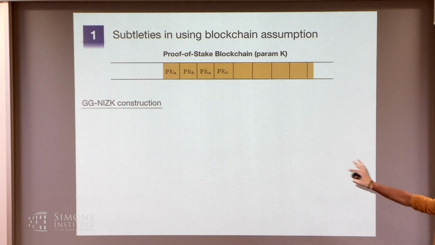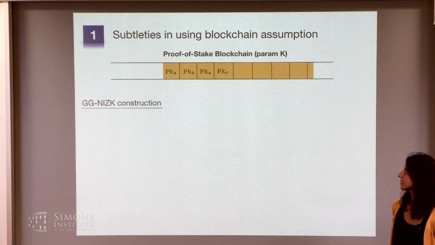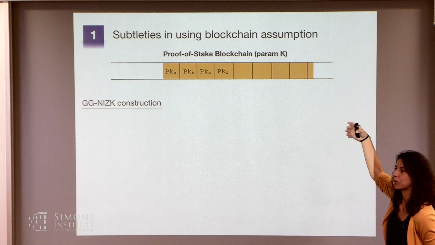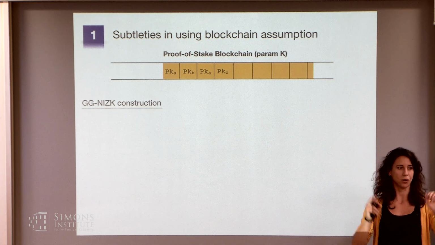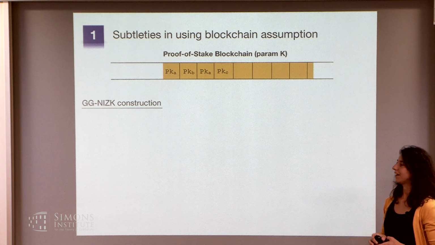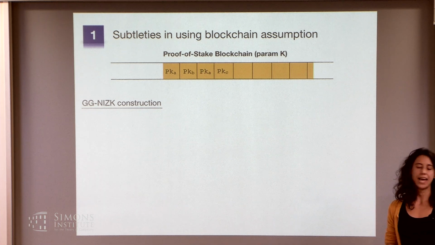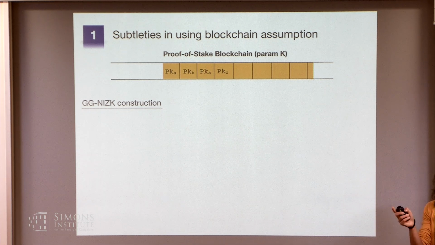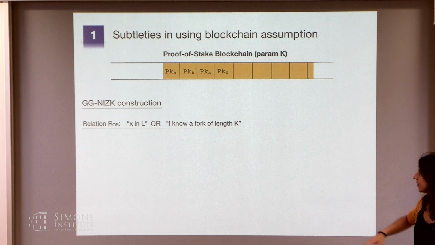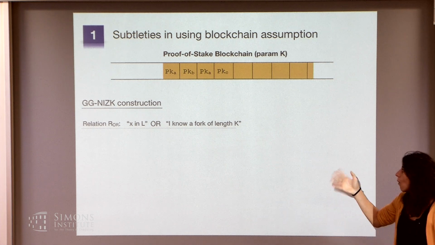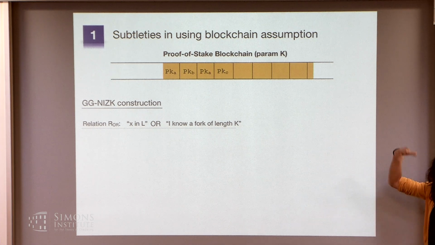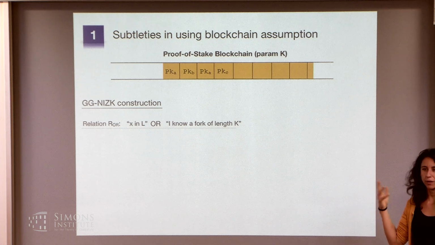Okay, so let's first look at this attack that we are suggesting. In order to understand this attack, let's look at this construction a bit more closely, GG-NISC. How it works: we have this blockchain, it's proof of stake. That means for every block, there is an owner of the block, which is the stakeholder that was able to publish that block, and the stakeholders are identified by public keys. In GG-NISC, they use the same public key for both signature and encryption. They prove the following relation: X is in L, or I know a fork of length K, where K is a parameter of their assumption.